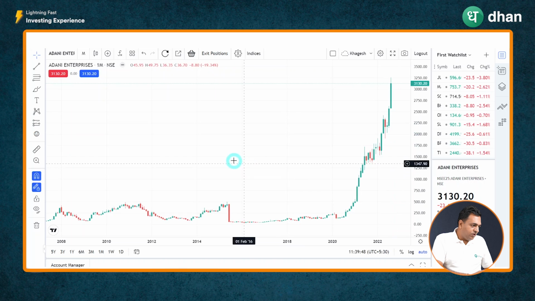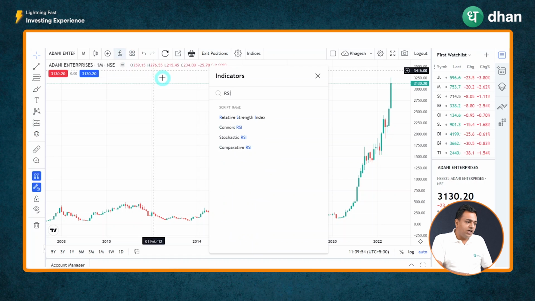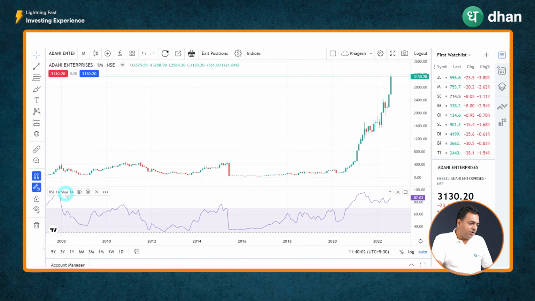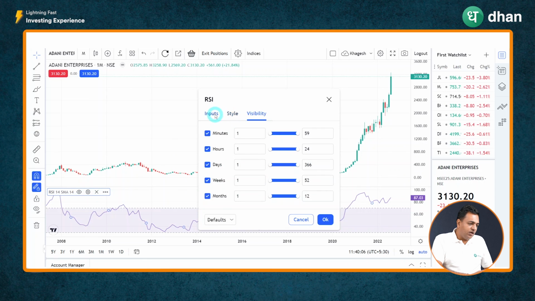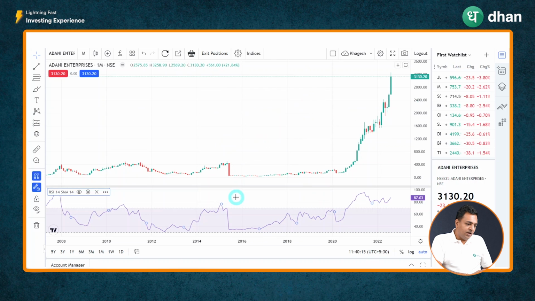Okay, and let me go to this option, the FX option, and if I search for RSI, or you can also type relative strength index, this is what you will get. And the default setting is 14 periods, but if you want, you can play around with this setting as well, where you can define what is the look back period that you would want to use for the calculation of RSI. For now, I am keeping it as a default setting.